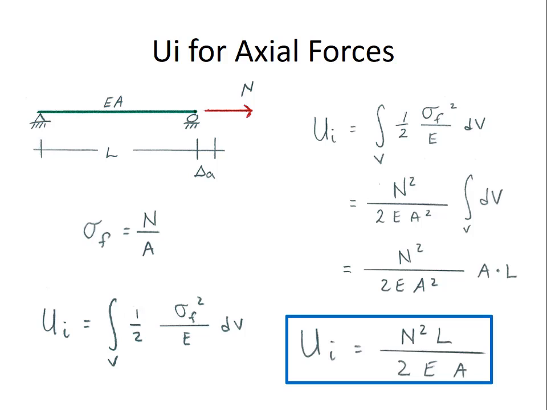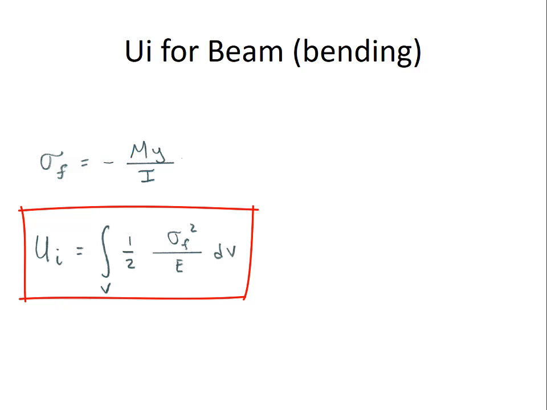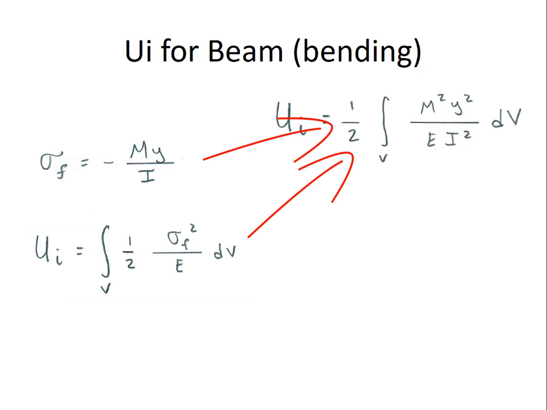Let's move on to members in flexure. Here we use the expression for the bending stress. Sigma is equal to minus My over I. And we again write down the expression for the internal strain energy. We'll start by substituting the first equation in the second. That's where the M squared, y squared, and I squared come from. The negative sign squared becomes a positive. We'll split up the integral over the volume into two integrals. One over the cross-sectional area, one over the length.